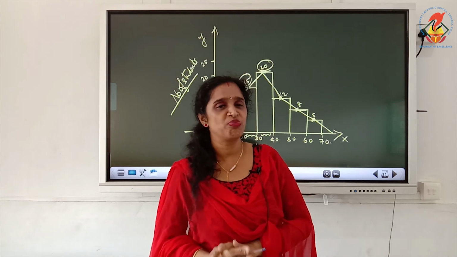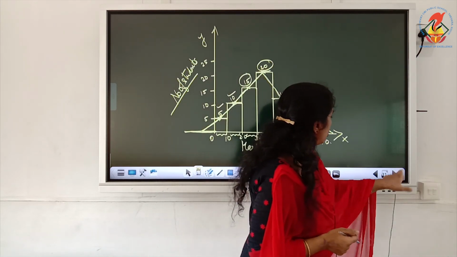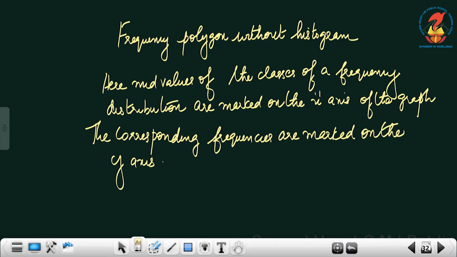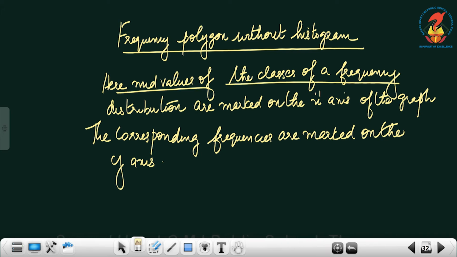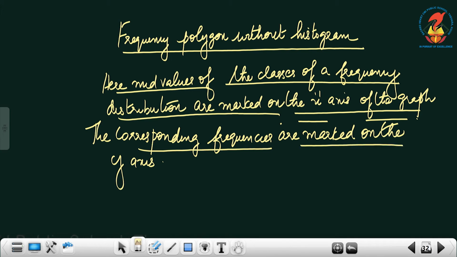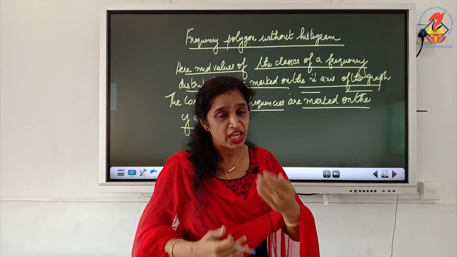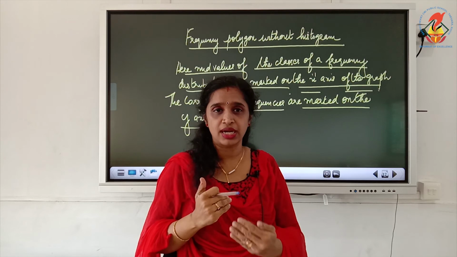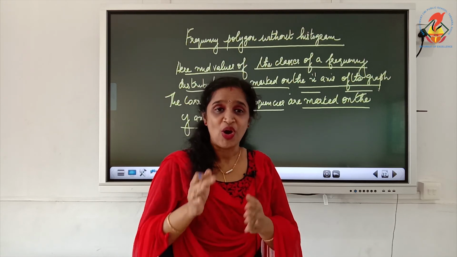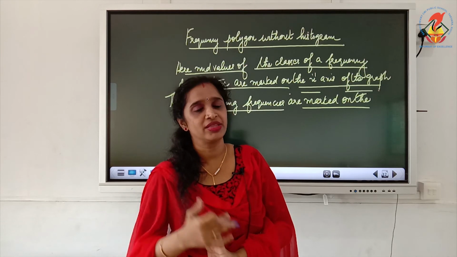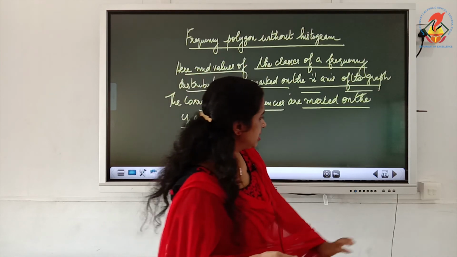You can also draw the frequency polygon without a histogram. Let us see how. Frequency polygon without a histogram. What has to be done? Here, the mid values of the classes of a frequency distribution are marked on the x-axis of the graph. Then the corresponding frequencies are marked on the y-axis. So, here the class intervals are not taken into consideration. Instead, we convert the class intervals to mid values, and on the basis of the mid values we mark the corresponding frequencies. Let us see how.